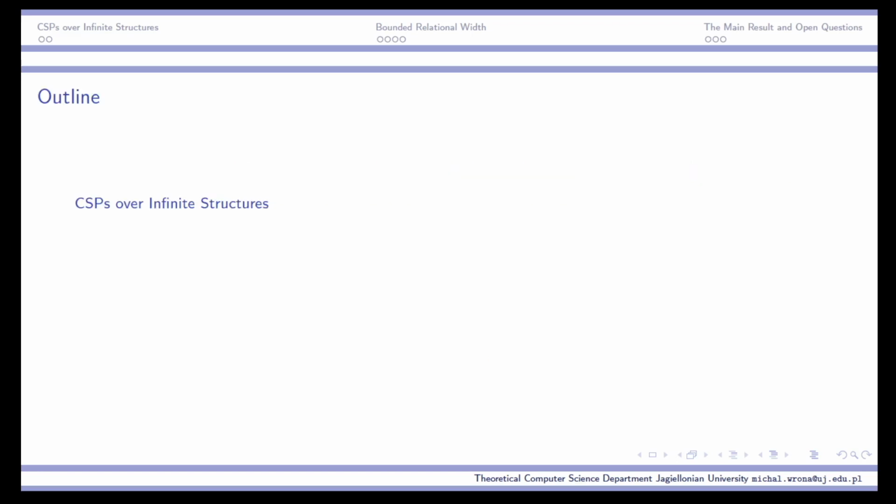So the whole thing is about constraint satisfaction problems over infinite structures. These structures have bounded relational width, and the main result is a characterization of relational width of some structures of interest. We conclude with open questions.